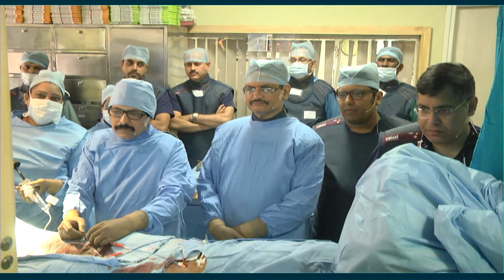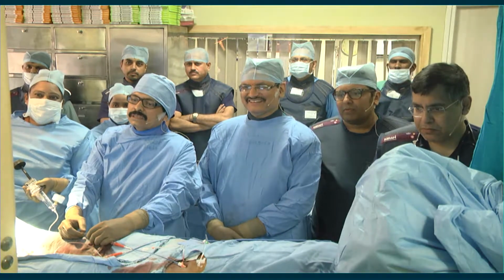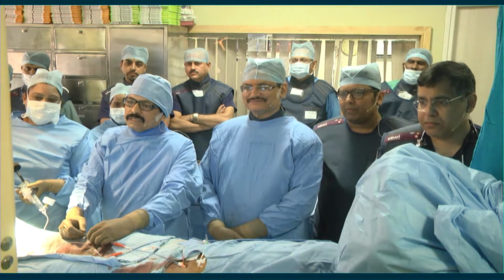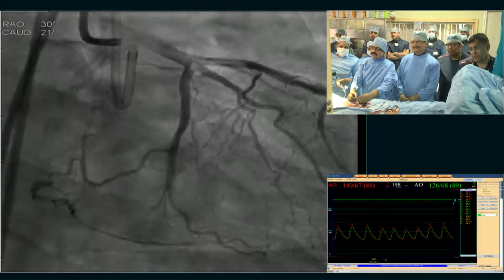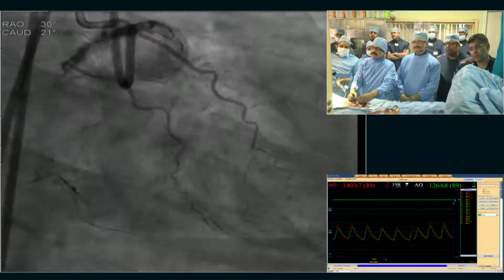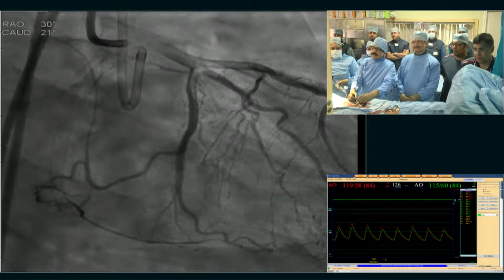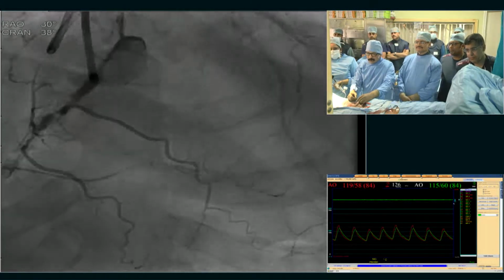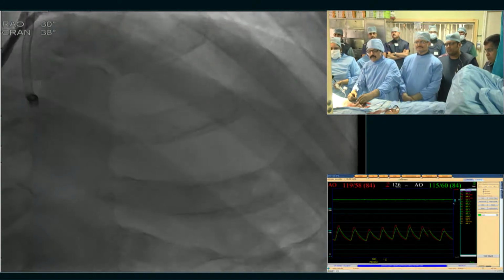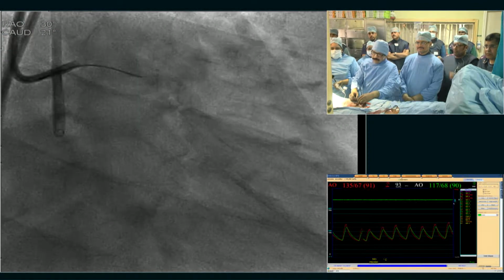So this gentleman, as I said, I will start the case. As you know, this is a long segment ISR and ambiguous cap, and we had good retrograde collaterals, which we have seen in the RAO caudal and RAO cranial views. One of the septals appears good. So my primary approach in this case, I preferred a retrograde. I want your opinion on this.